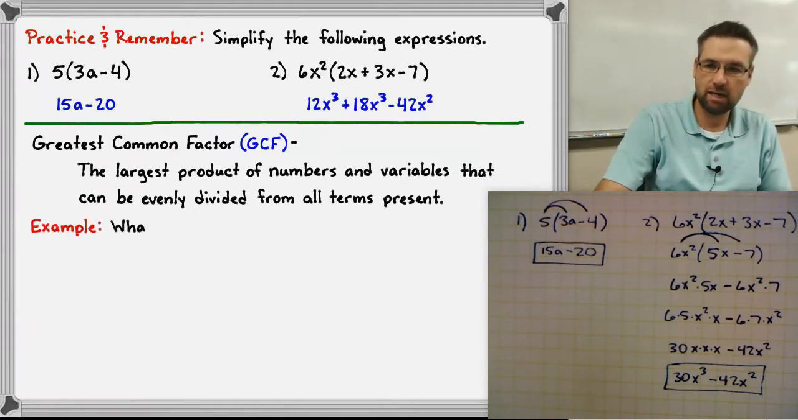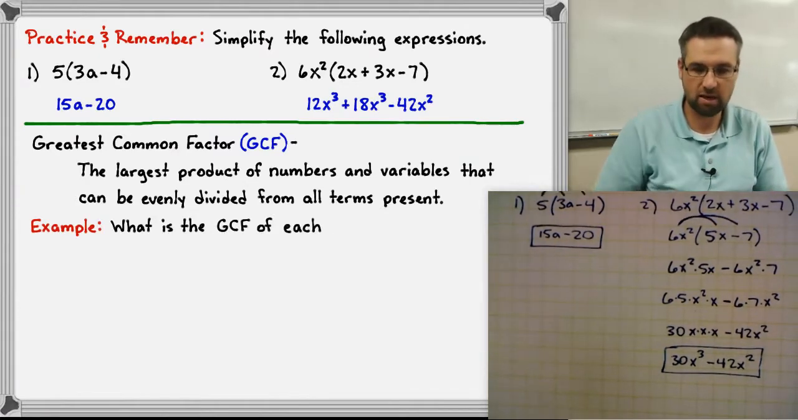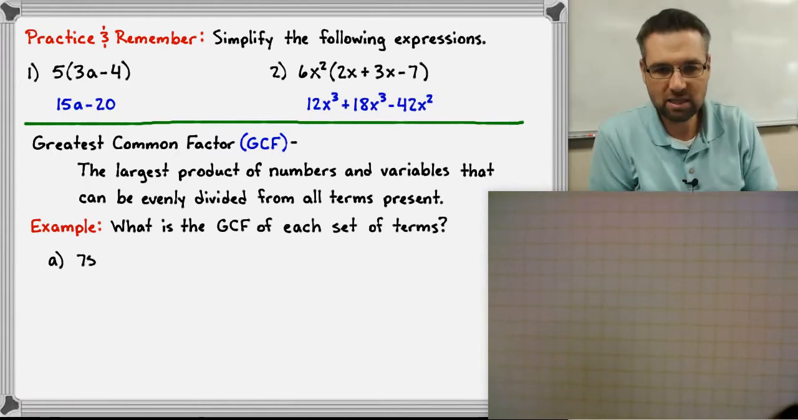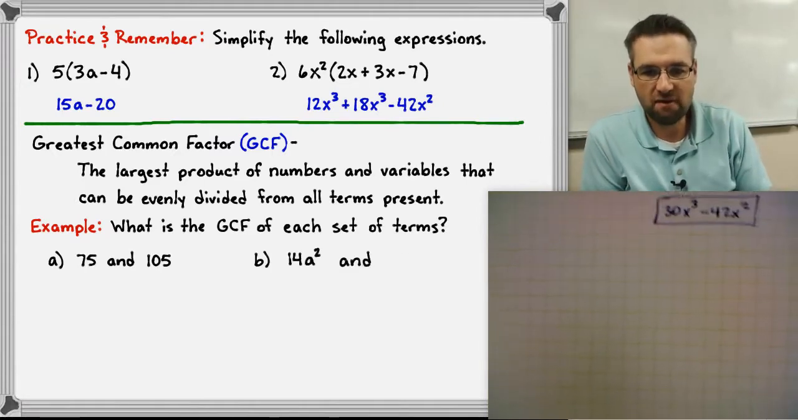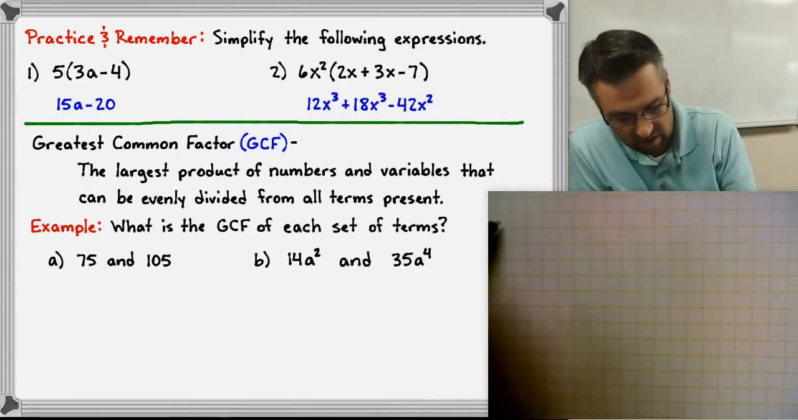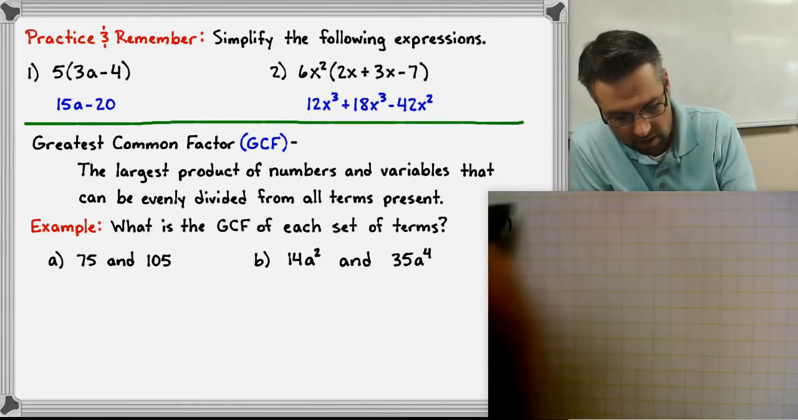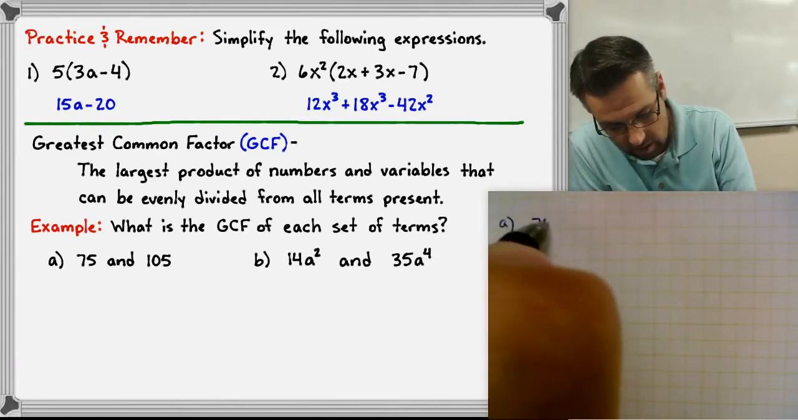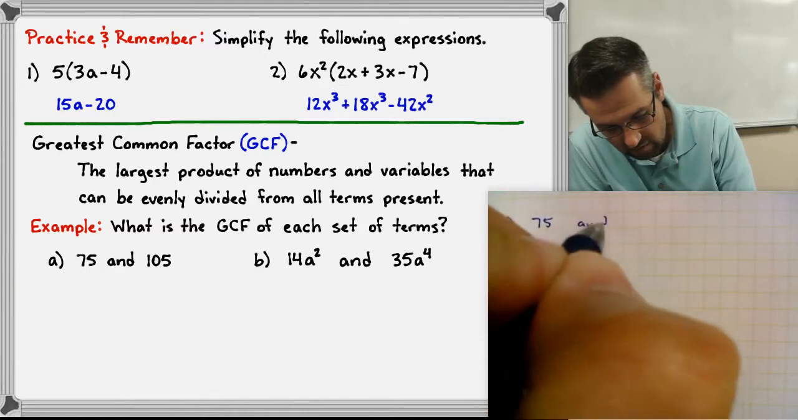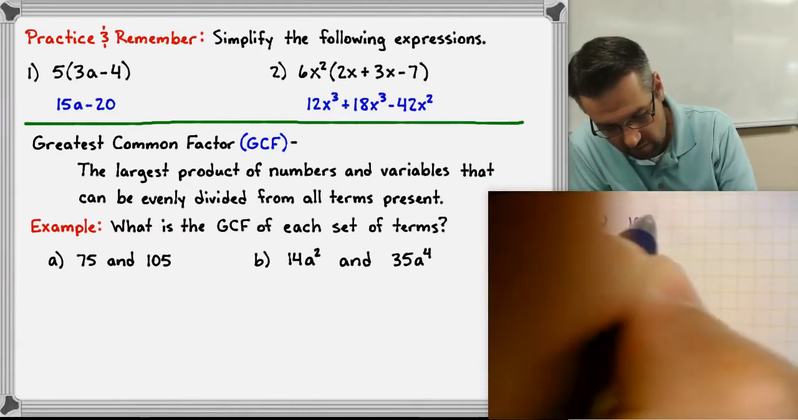Let's go ahead and take a look at an example of this. Again, this should be on the right-hand side of your notes, okay? What is the GCF of 75 and 105? Again, this is something that you've done in the past, but you might need a little bit of help with this. 75 and 105, okay?